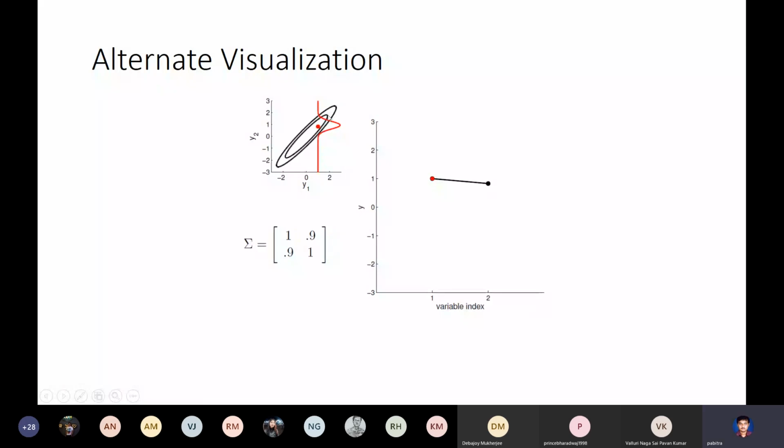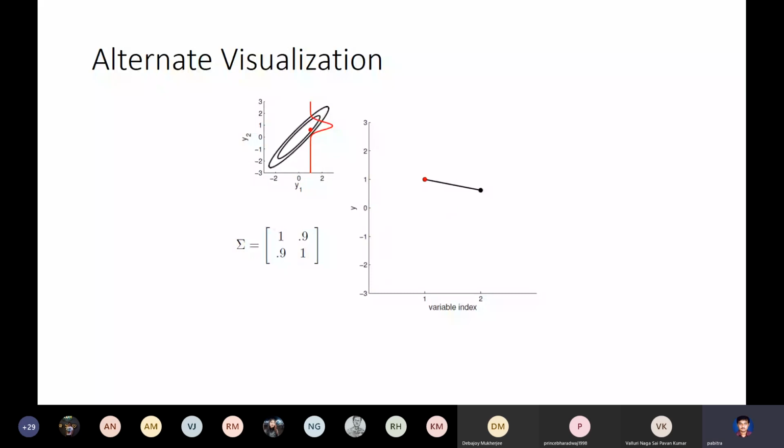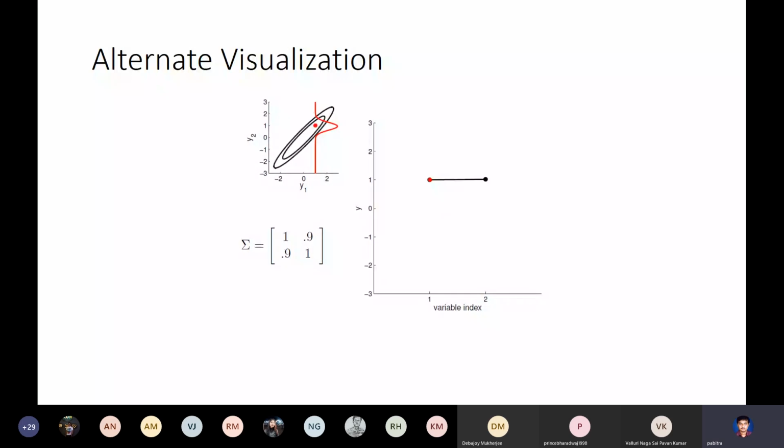So a way of visualizing this is as if this end is fixed and the other end moves around, right? So this is the visualization of the conditional.